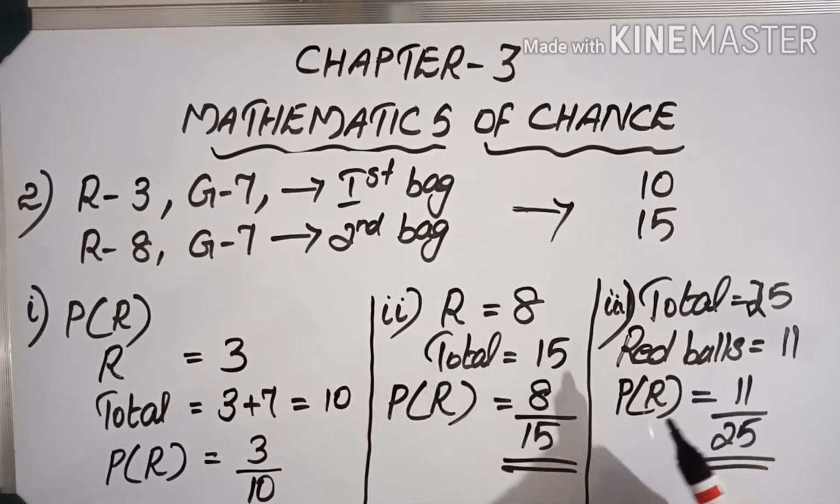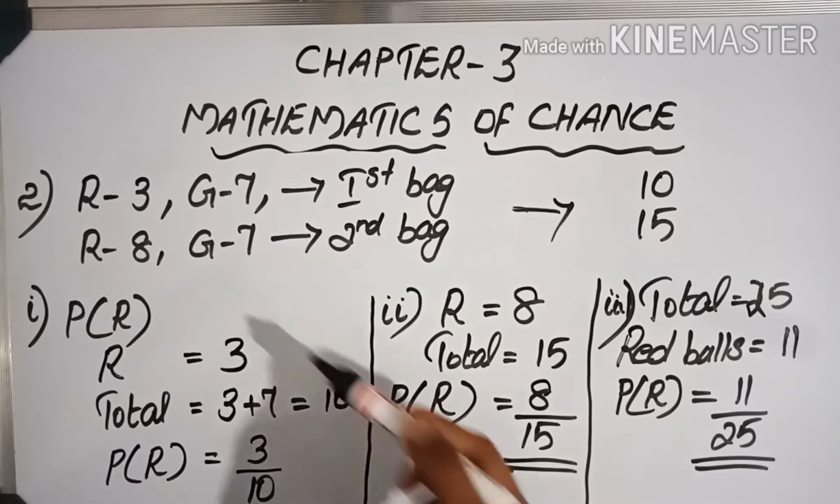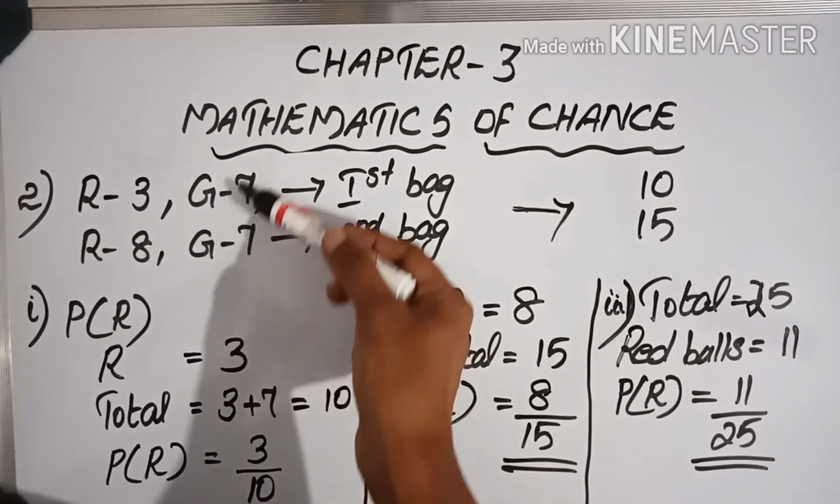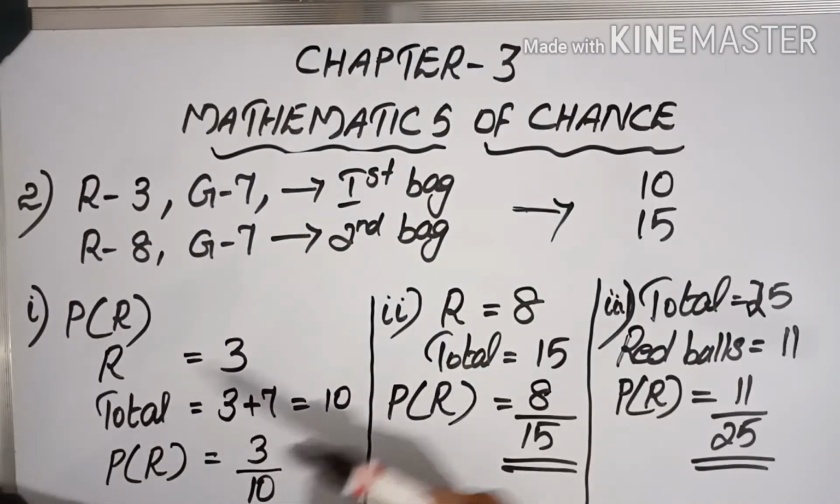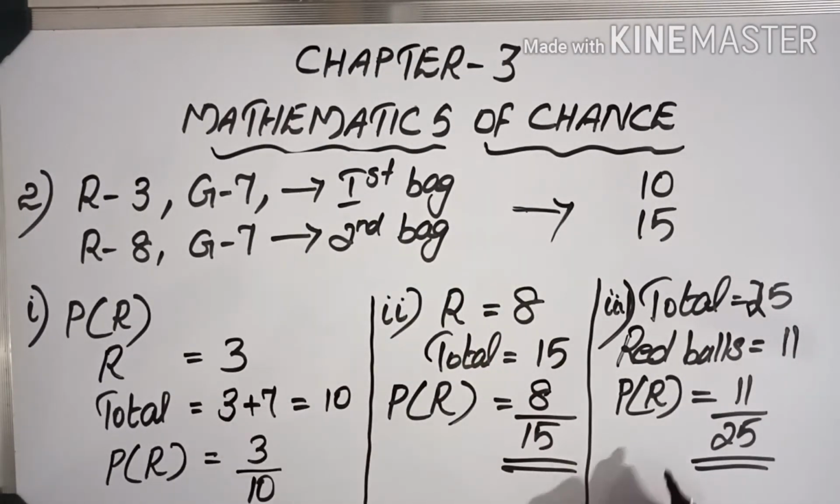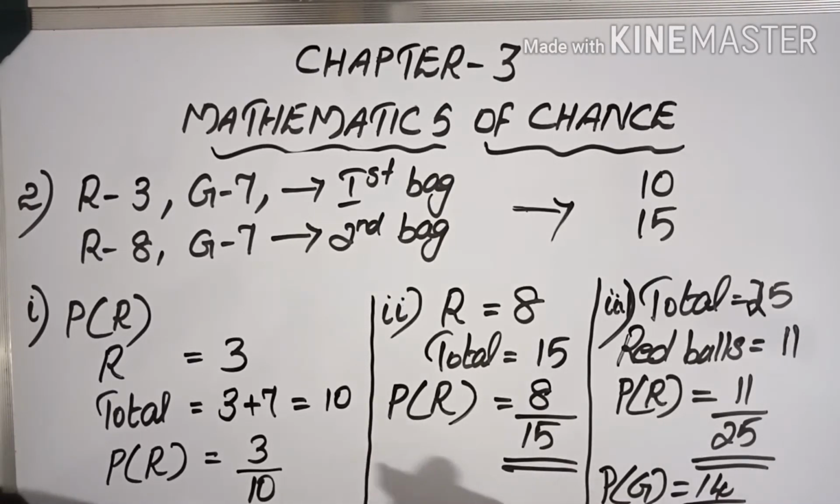Okay, now one more question. What will be the probability of getting green from that third bag? Green is what? 7 plus 7, 14. So out of 25, 14 are green balls. So the probability of getting a green ball will be 14 by 25. Okay, so this is the second one's answer.